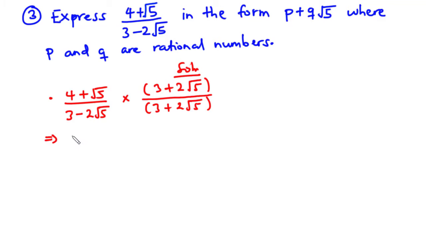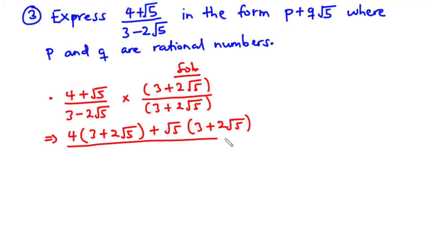Now let's multiply across. So we have 4 multiplying 3 plus 2 root 5, and then we have plus root 5 times 3 plus 2 root 5, all divided by 3 into brackets 3 plus 2 root 5 minus 2 root 5 times 3 plus 2 root 5.